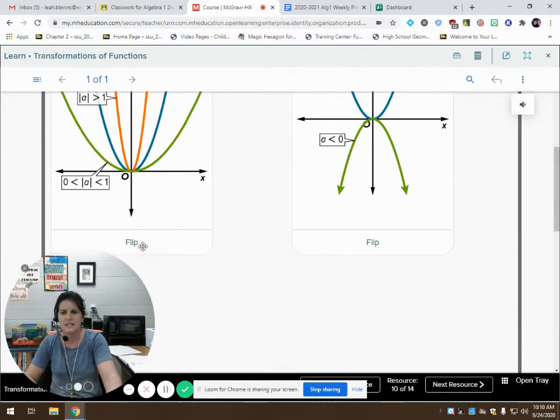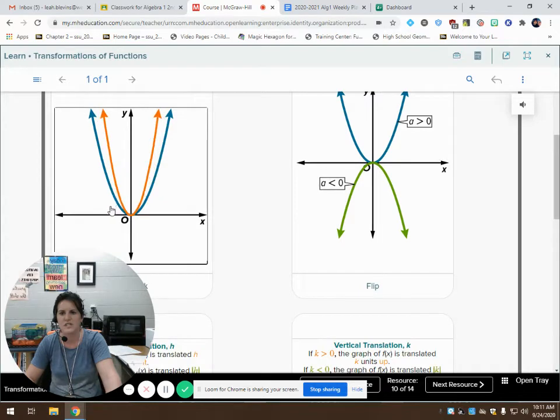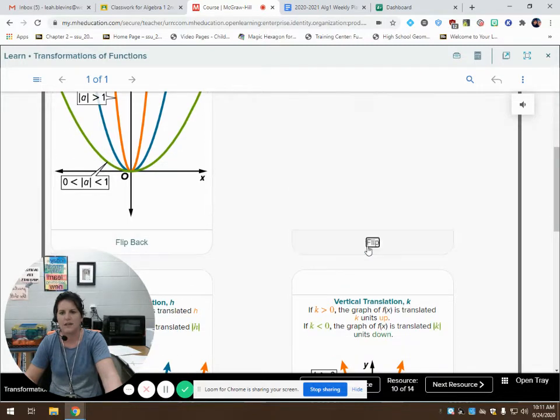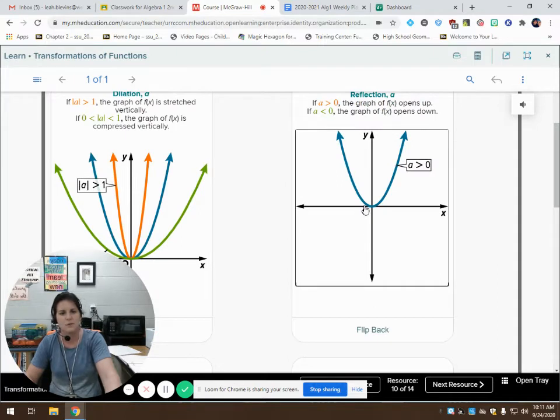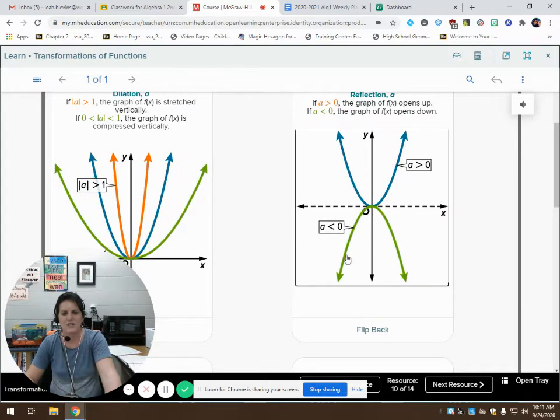All right, so let's look at this the other way. If the absolute value of a is greater than 1, then the graph is stretched vertically. If the absolute value of a falls between 0 and 1, then the graph is compressed vertically. So here's the stretch vertically, greater than 1, and here it is being compressed vertically when it's between 0 and 1. I like that. Let's look at this one over here. A is less than 0. It gets reflected across the x-axis and it becomes a frowny face.